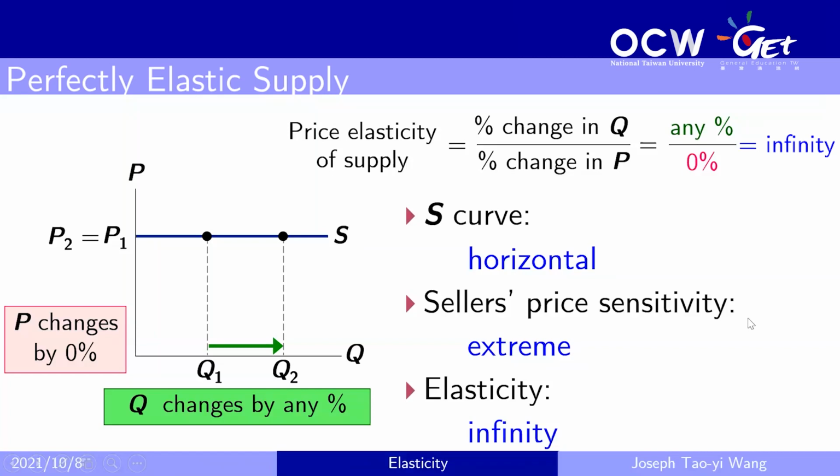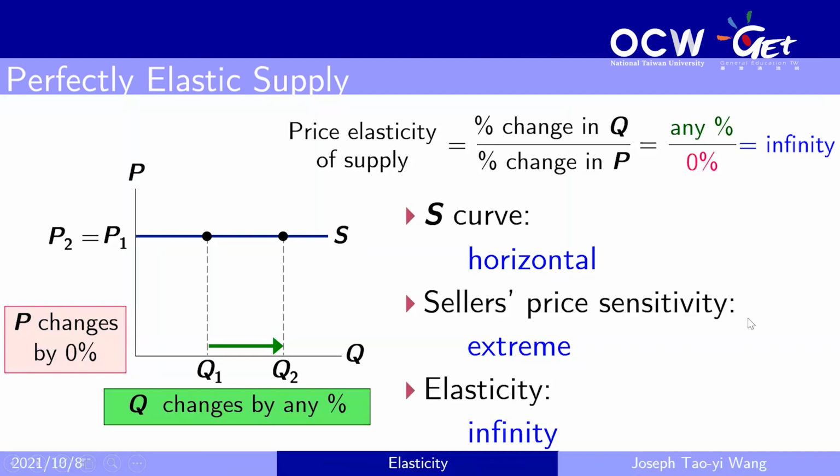The flip side is perfectly elastic demand. In that case, you have a horizontal demand curve, in the limit. And remember, the law of demand says the demand curve should be downward sloping. So perfectly elastic demand, in the limit, is a horizontal demand curve. But before you reach that limit, it's still downward sloping, but almost flat. There, when you drop the price a little bit, quantity demanded goes up by a lot, by infinity. So the buyer is extremely sensitive to prices.